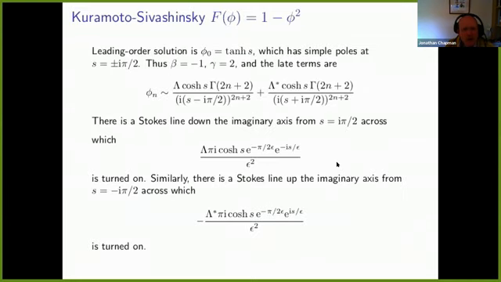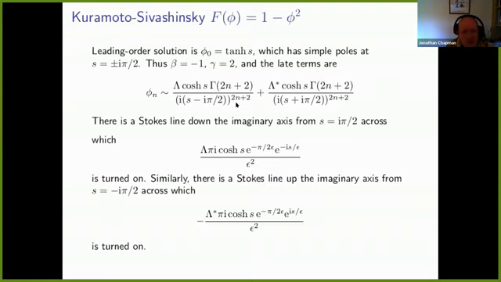You can do the same thing with other potentials. If you have the Kuramoto-Sivashinsky equation, it just means your leading order solution is now tanh S. It's got simple poles, so beta is -1. That tells you gamma is 2. Qualitatively, the structure is exactly the same.